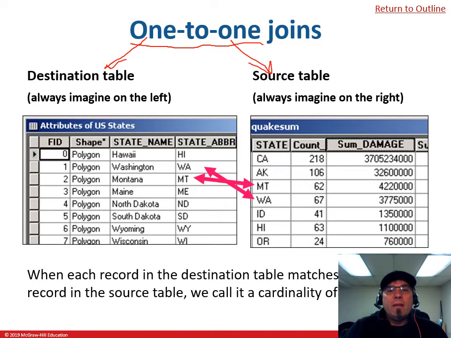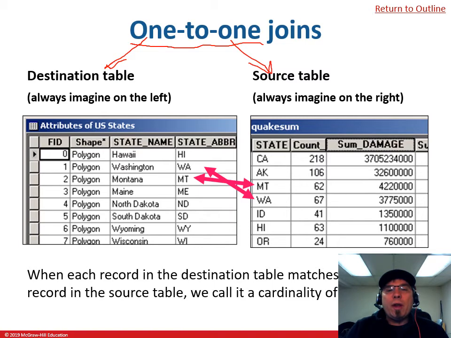It's one row in the destination table to one row in the source, which I always found a little weird because the data is actually going from right to left because you're appending the source data onto the destination table. So it's a little weird. It takes a little getting used to. But these are very easy to do within GIS. So you have basically a 50-50 chance of getting it correct.